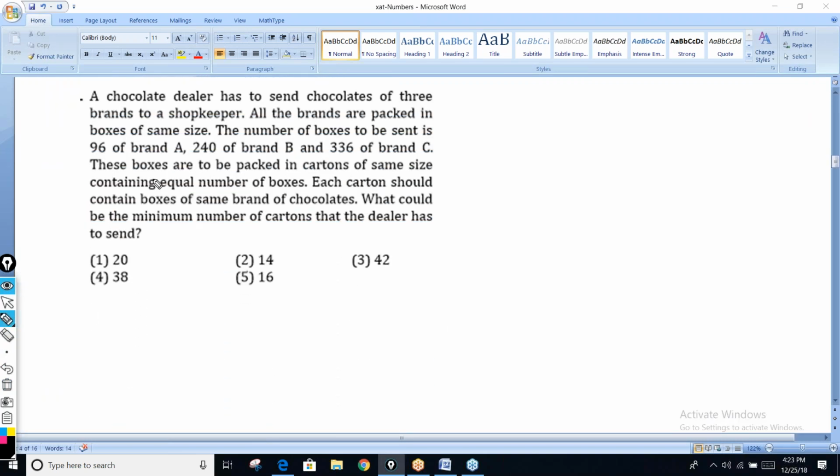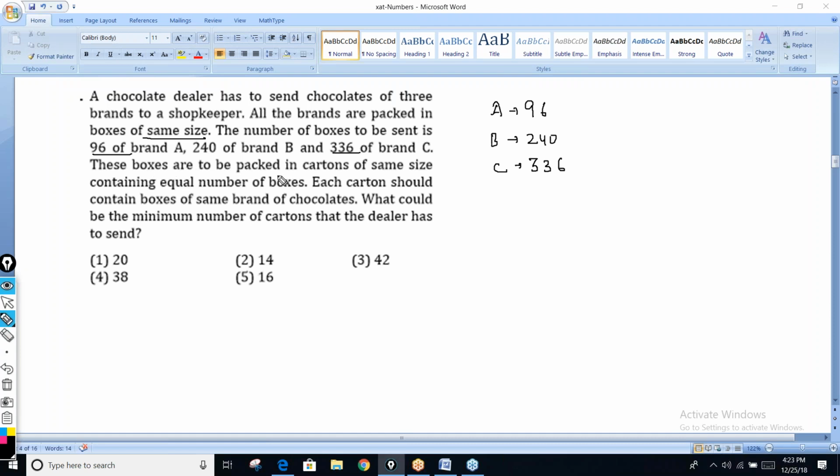To the next one. The next question says a chocolate dealer has to send chocolates of 3 brands to a shopkeeper. All the brands are packed in boxes of the same size. The number of boxes to be sent is 96 of brand A, 240 of brand B, and 336 of brand C.